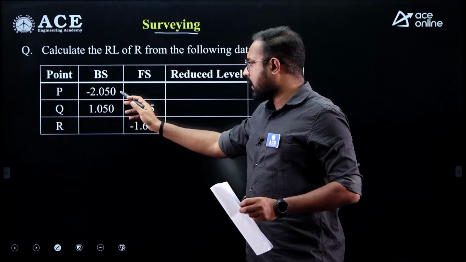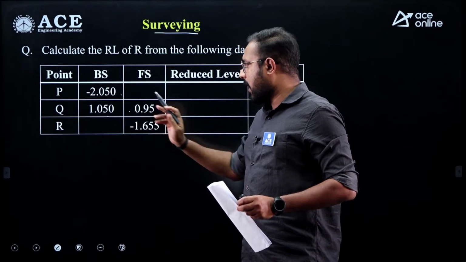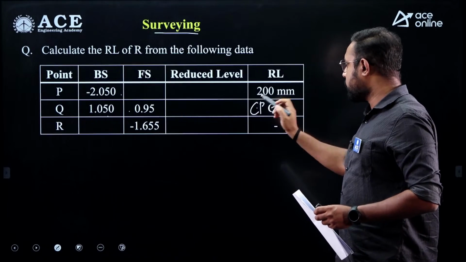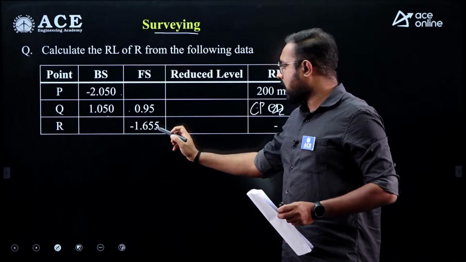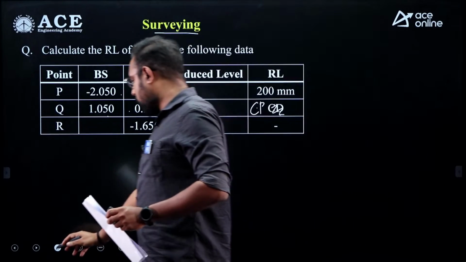So there is point P, where the backside reading is a negative staff reading, which means an inverted staff reading. Point Q has both backsight and foresight, which means it has to be a change point, CP. And the foresight reading is taken at R, which means that is the last point. How do you find the reduced level of the point Q?